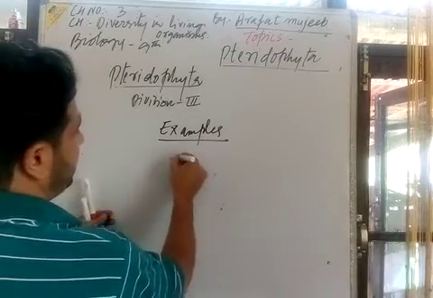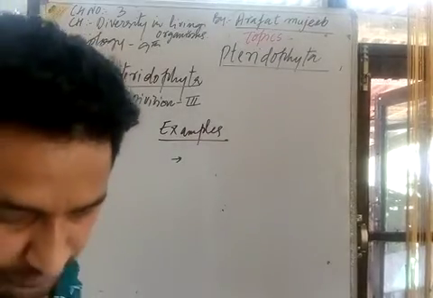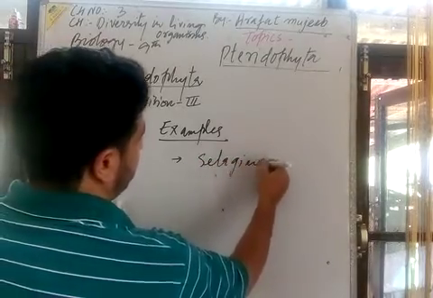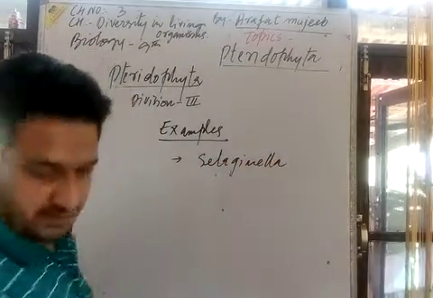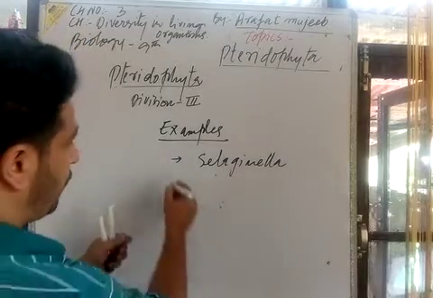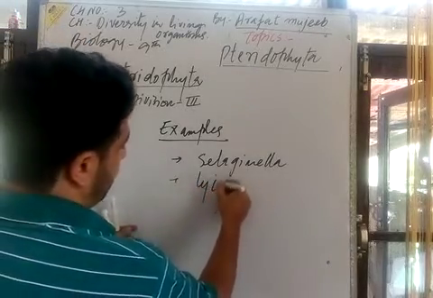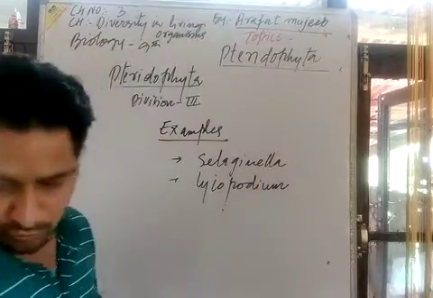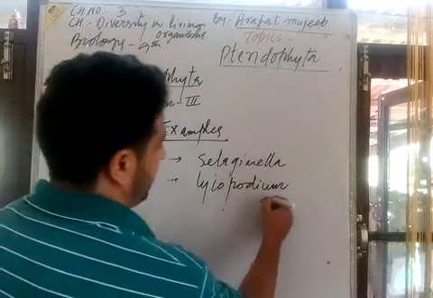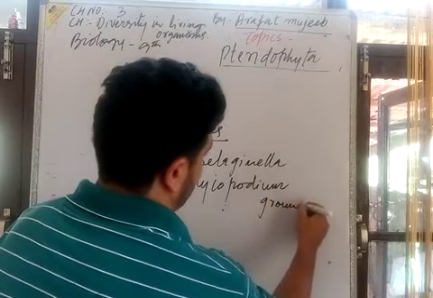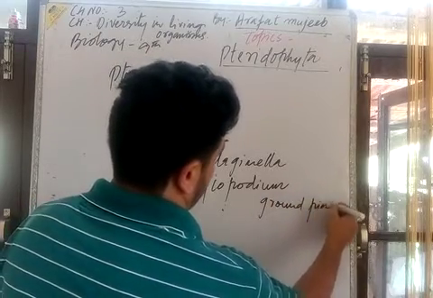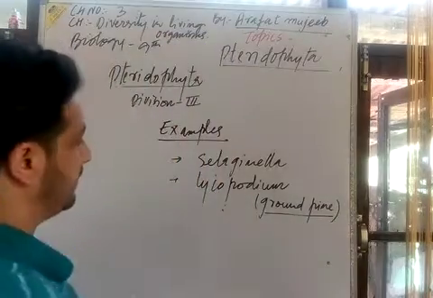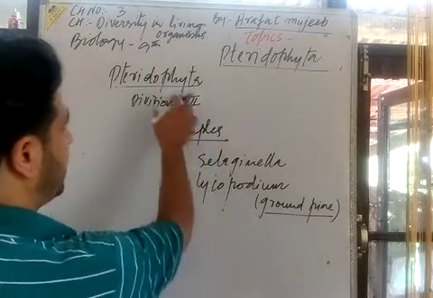If we mention the various examples in the pteridophytes, various examples are there. Number one is Selaginella. Then Lycopodium, commonly known as ground pine. इसको commonly कहा जाता है ground pine. आपको पता है pine is a coniferous. It looks like the lycopodium.